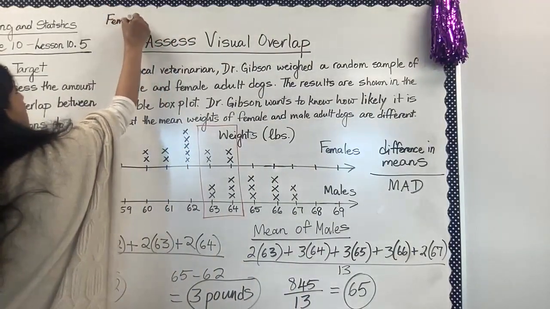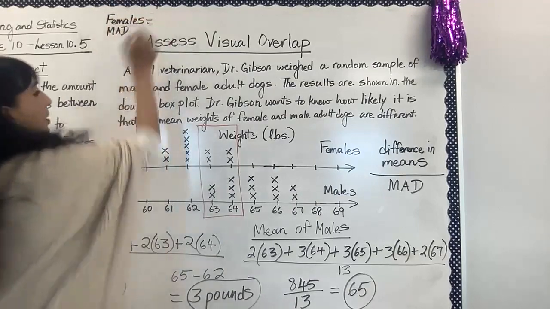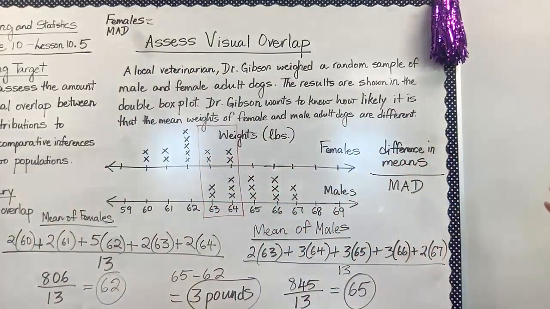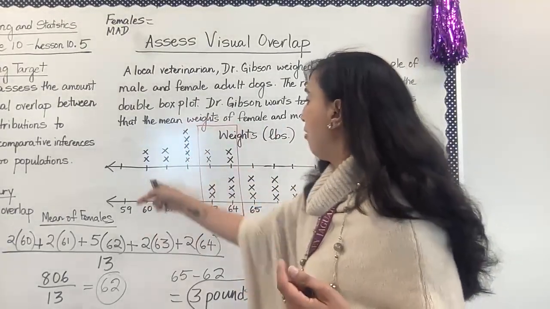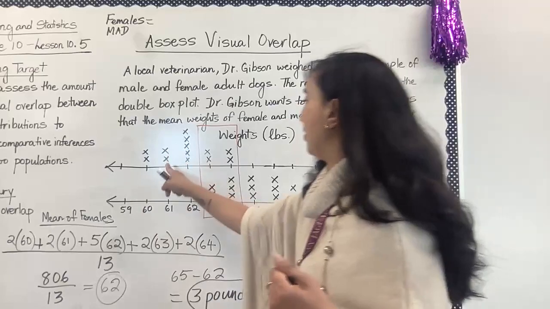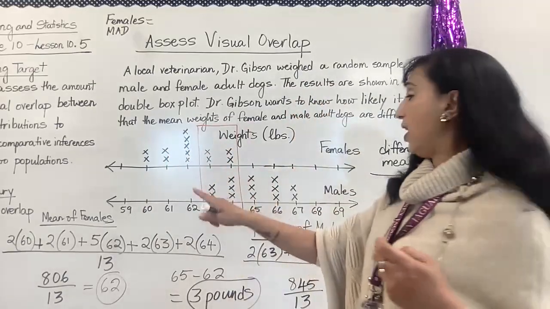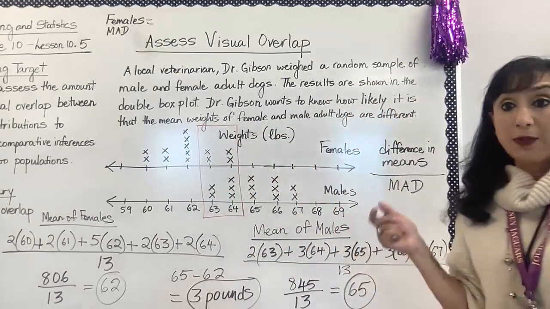So mean absolute deviation now. We're going to see what was the mean for the females. It was 62, right? So now we are trying to see how far each number is from 62. So we'll see how far is 60 from 62, how far is 61 from 62, how far is 62 from 62, how far is 63 from 62, how far is 64 from 62. So basically that's what we're doing.